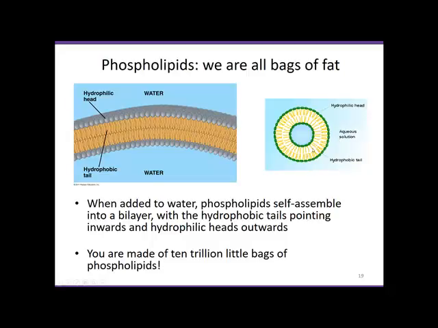So each one of your cells is actually a tiny little bag of phospholipids. The joke I like to make is we are all bags of fat. That is not quite accurate because phospholipids are not the same thing as fat. But it's a good joke. Okay? Leave me alone.